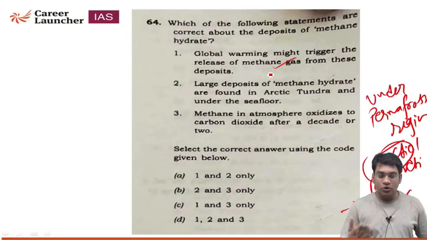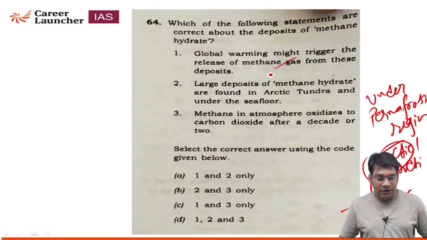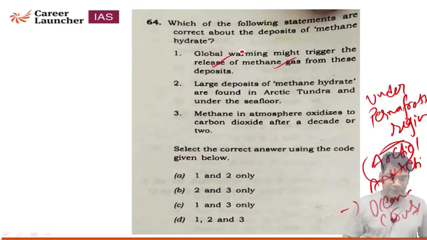Because of the global warming situation, ice is melting, and this results in the release of methane gas. Whatever methane gas is deposited under the ice will be released when the ice is completely melted because of the increase in temperature from global warming. So statement 1 is correct.